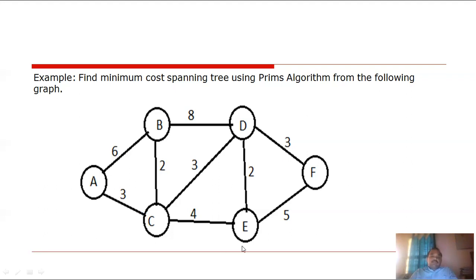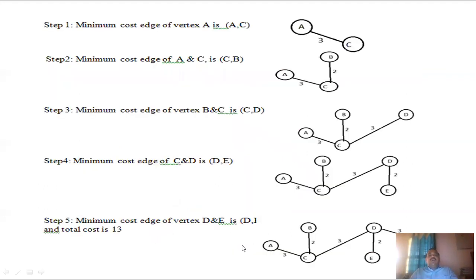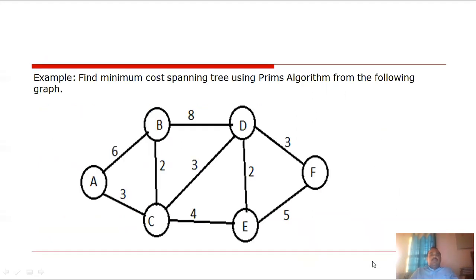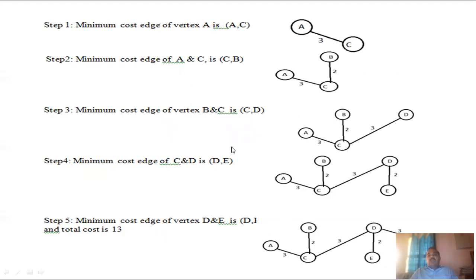Next one in the minimum step is C to D. Next one is D to E. Simply, this is the spanning tree: first A to C, C to B, then C to D, then D to E, and D to F. This is a minimum spanning tree. Is it clear to all of you? So A to C, C to B, C to D, D to E, D to F. This is the final spanning tree.